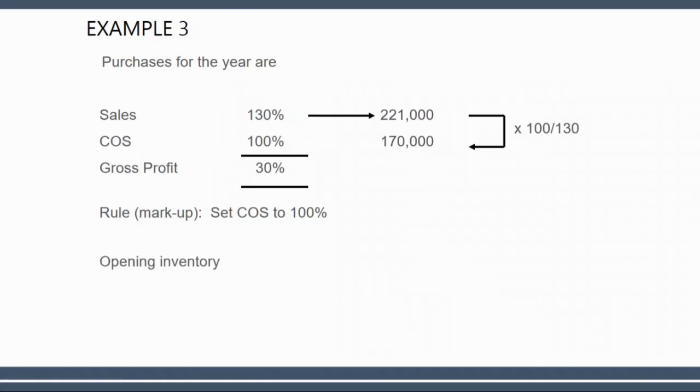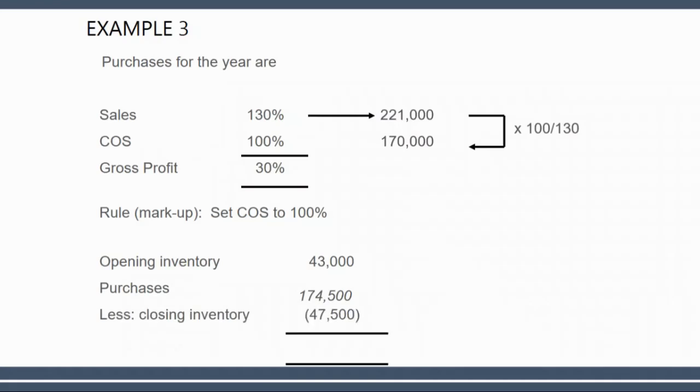And then we put it in our formula, opening inventory, which is 43,000. Purchases 174,500. This actually is your balancing figure. So what you do, first you fill in these numbers, 43,000 plus X minus this is equal to 170,000. So this 174 you calculated, that's why I put it in italics, that this is the balancing figure, because you use the formula opening inventory plus purchases minus closing inventory is equal to cost of sales.